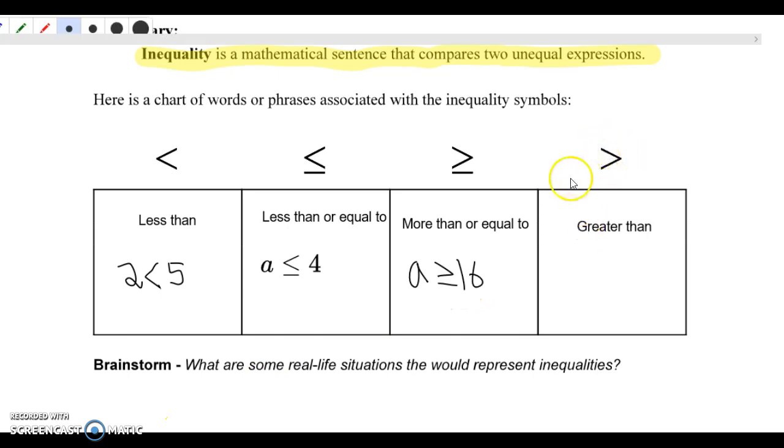So last you have your greater than symbol or more than. So pick any number, for example 5. So 5 is definitely more than 4. Okay, you can verify this on a number line.